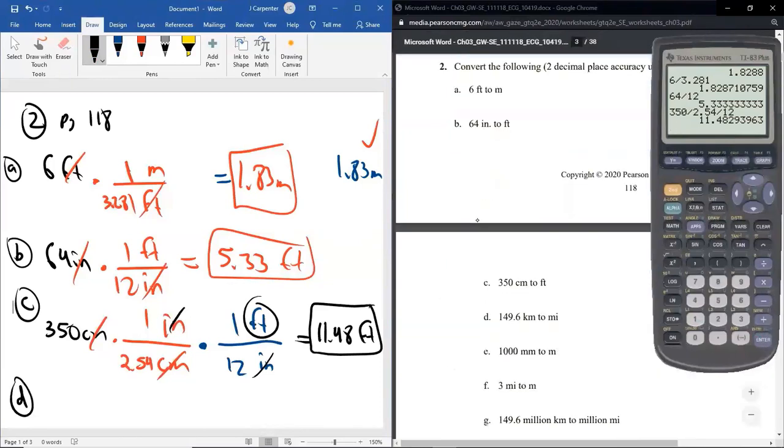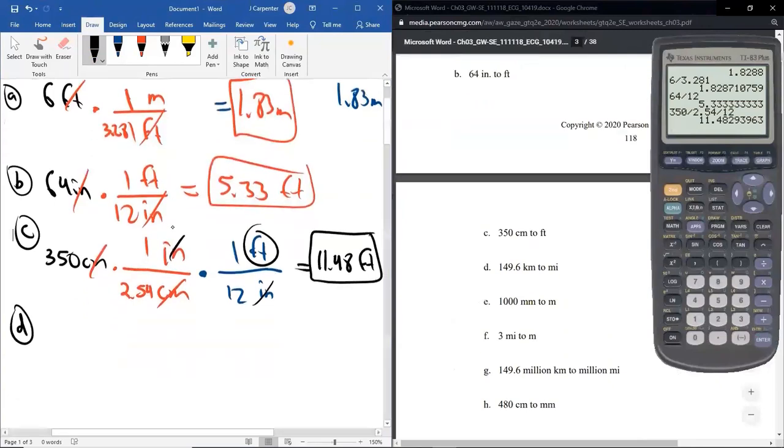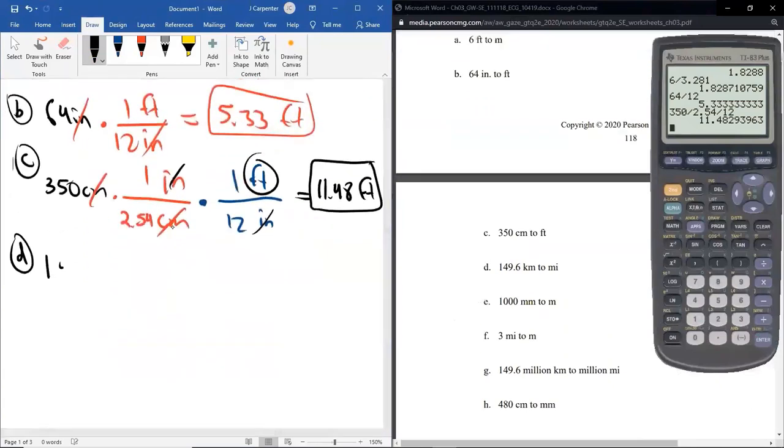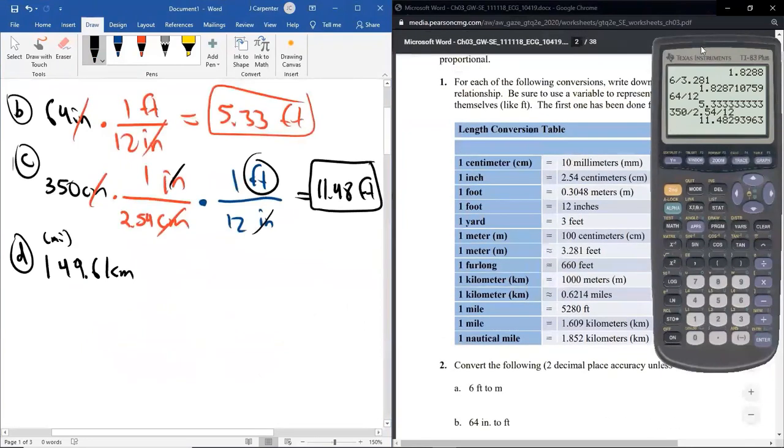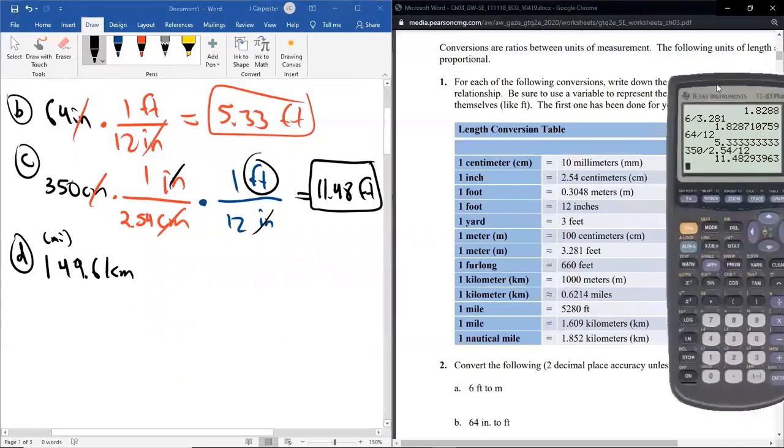Scrolling, scrolling, scrolling. 149.6 kilometers, and we want to convert this to miles. I just want to put MI above this so I don't have to keep thinking about that and memorizing it off the top of my head. 149.6 kilometers, and we're converting these to miles. So again, there is no direct miles to kilometers up here, is there, right? Question mark, maybe I'm misleading you.